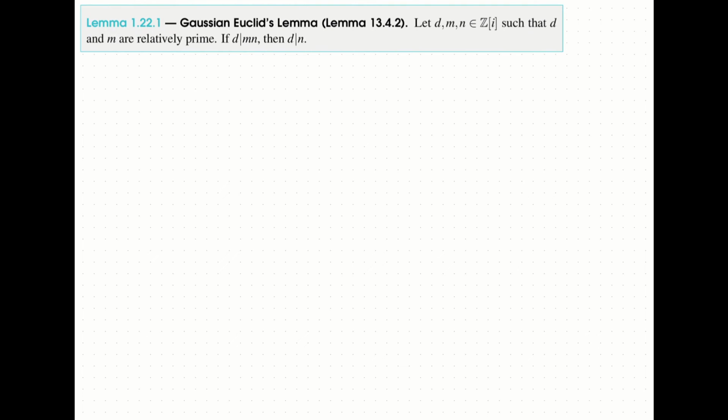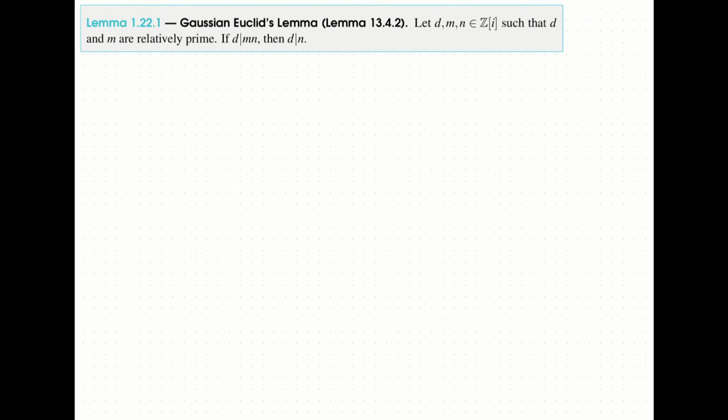And so the way we are going to go about today's lesson is by going back to the results we did over the integers and then doing the same thing we did last time, where we compare the two results, the one in the Gaussian integers and the integers, and then make the changes necessary so that the proof holds. So here is the Gaussian Euclid's lemma.